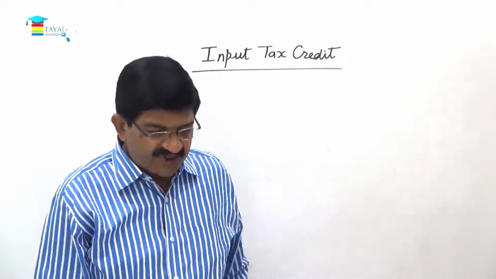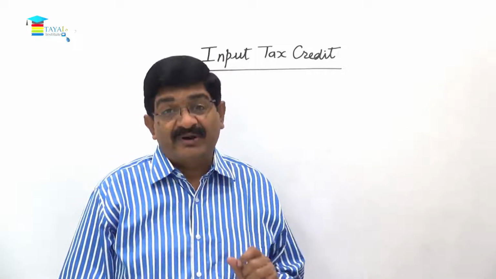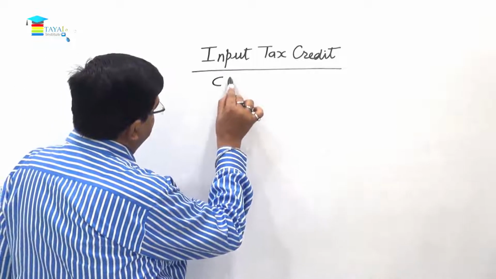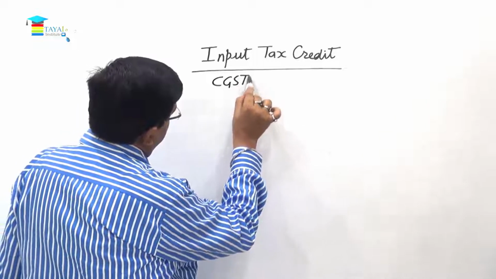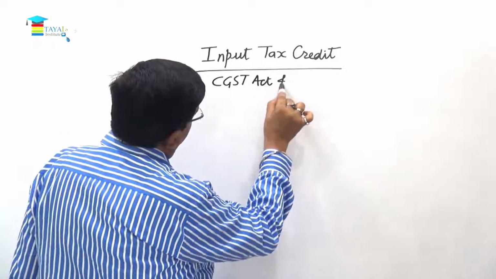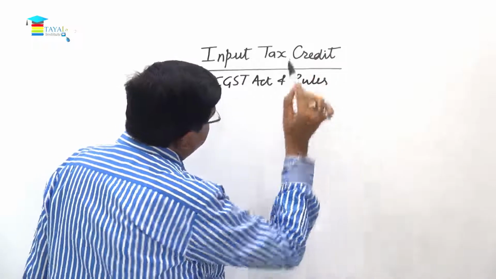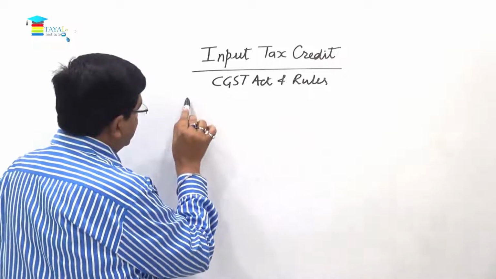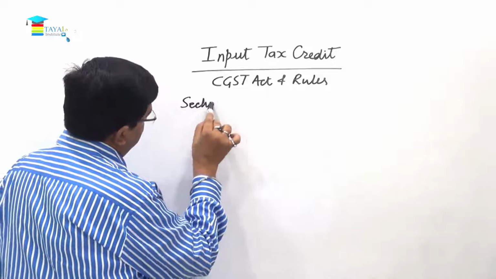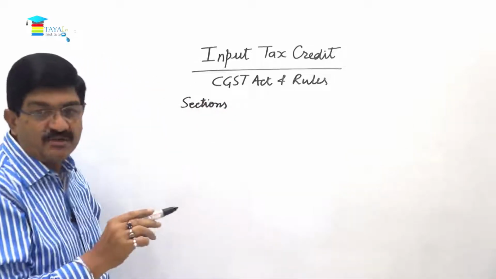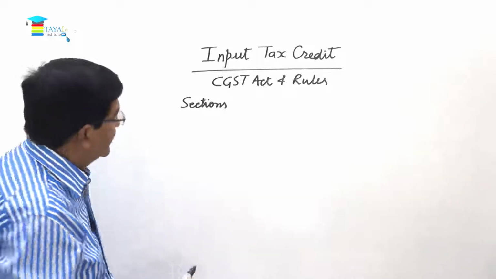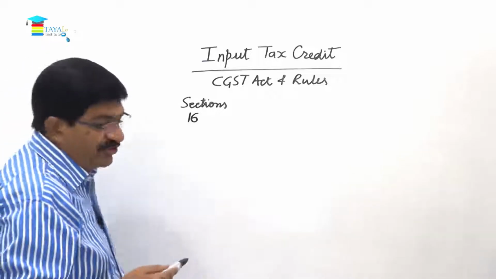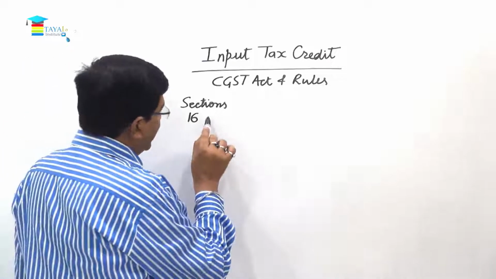Okay, now in this chapter, what are we going to cover? In this chapter, we are referring to the CGST Act and Rules. Now, which are the provisions we are going to talk about? So here I am writing sections, and then which are the rules relevant for that, that also I will write here. So section number 16, and the title for this is eligibility and conditions for availing credit.